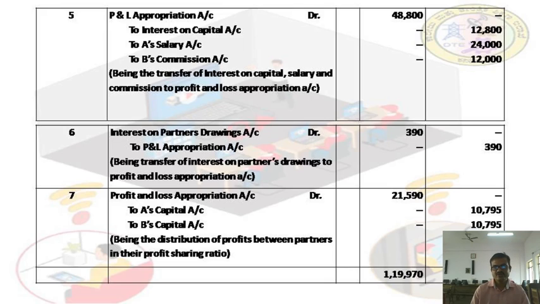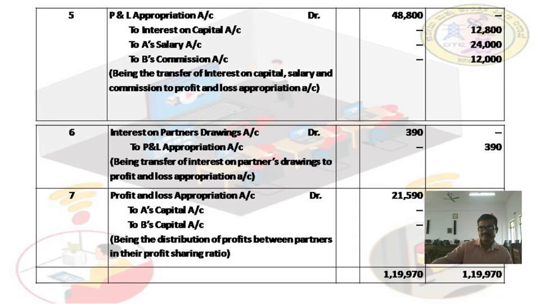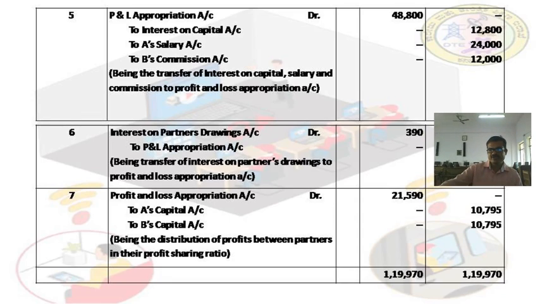These are all debited to profit and loss appropriation. What item is credited here? Interest on drawings. Interest on drawings is credited to which account here? Profit and loss appropriation account. Sixth entry: interest on partners' drawings account debit 390, total amount to profit and loss appropriation account 390. Write the narration: being transfer of interest on partners' drawings to profit and loss appropriation account. After preparing the profit and loss appropriation account, the result will be profit. We got the profit here, profit of 21,590.